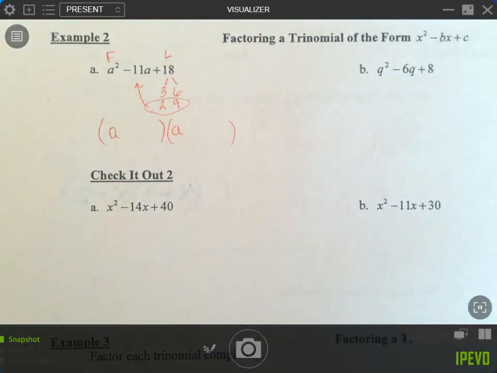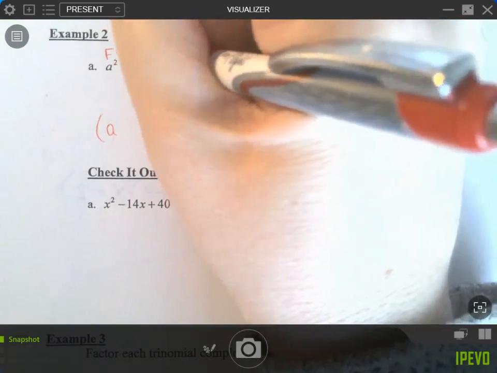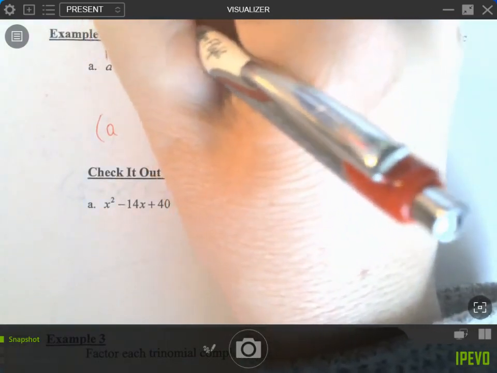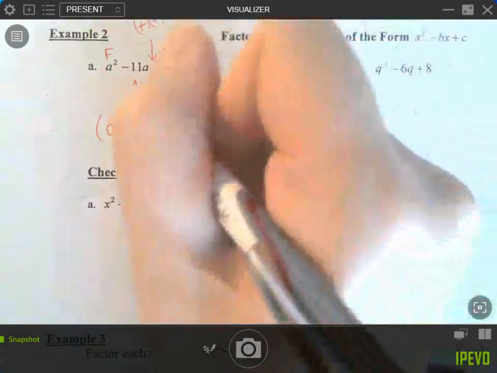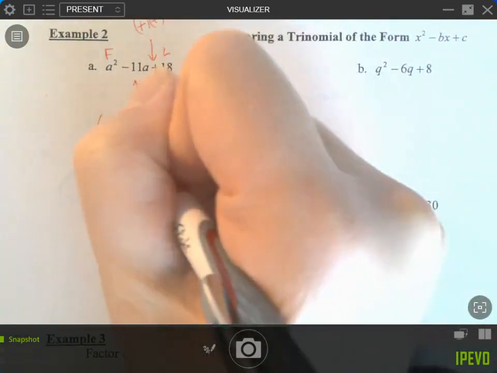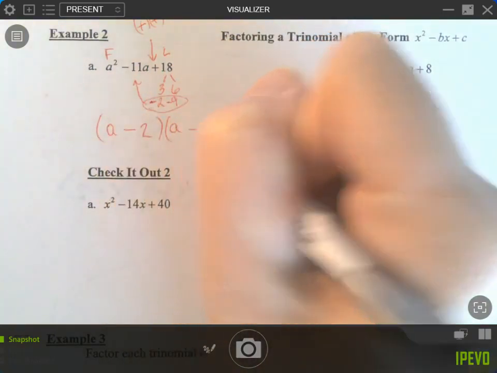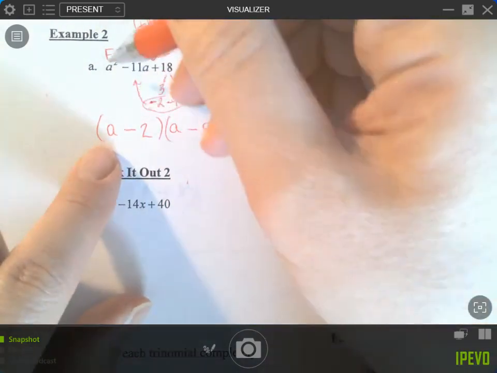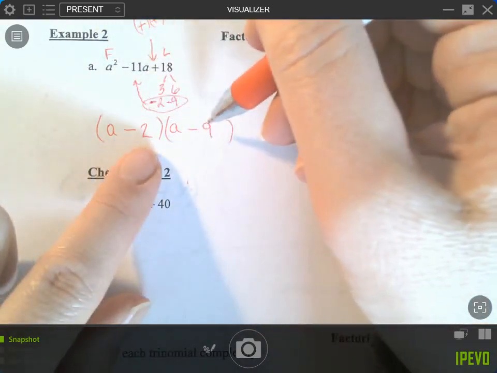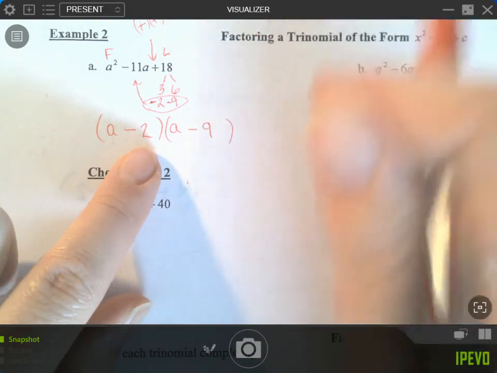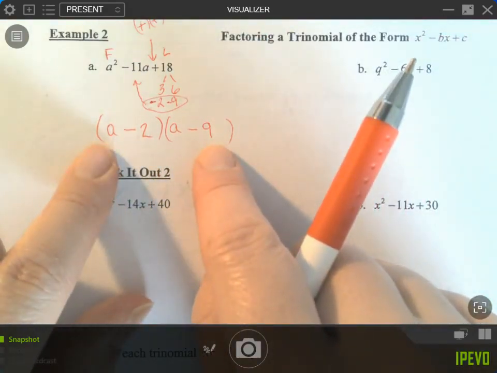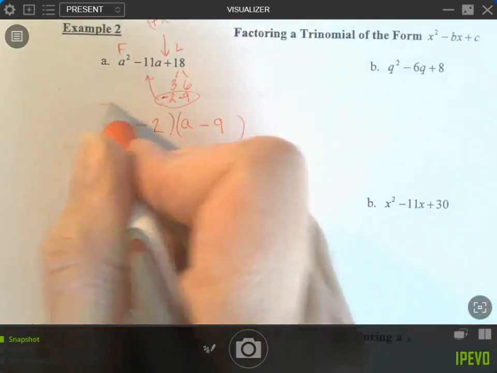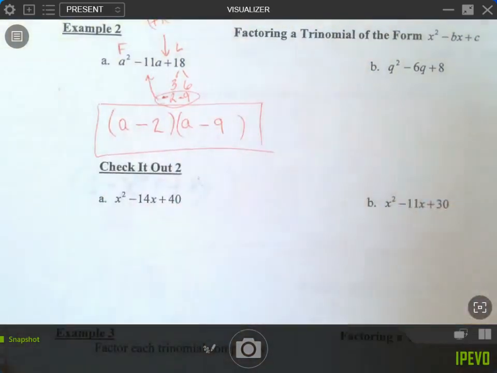Negative 11. Oh, shoot. So anytime I have a plus sign, I either need a positive times a positive, or what else can I have? A negative times a negative. So I want to make it a negative 2 times a negative 9. So I do have to think about my signs. Okay, now check it out. A times A is A squared. Negative 2 times negative 9 is 18. And the outside, when I multiply, is negative 9a and negative 2a. There's your negative 11. That was the only change.